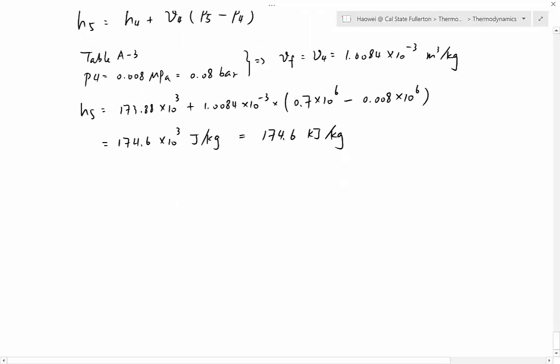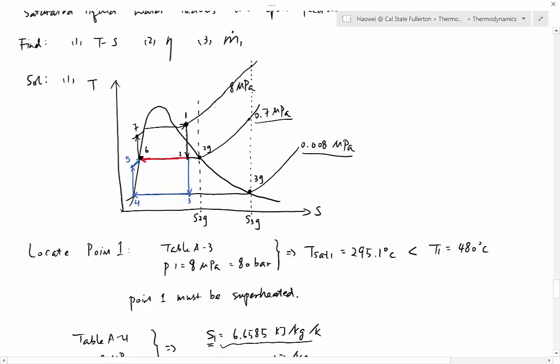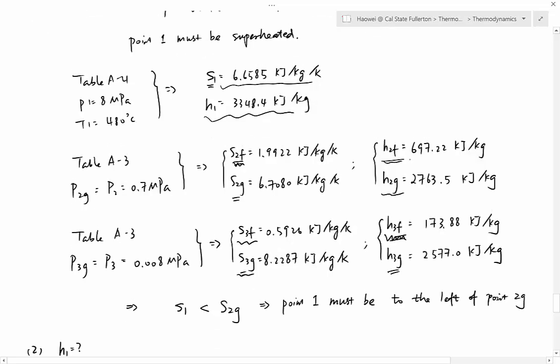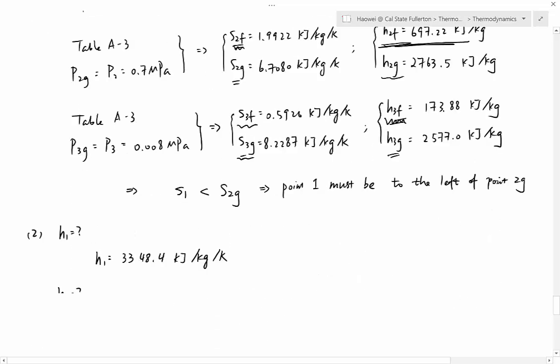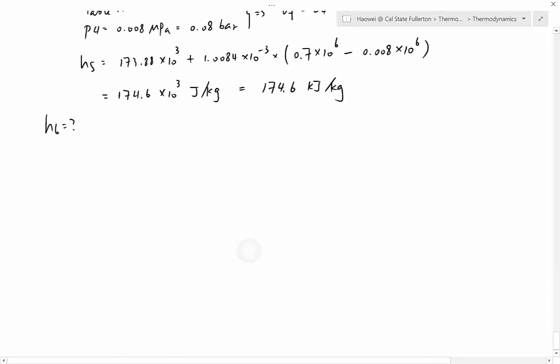And next one, H6. Let's take a look. Where is number 6? Number 6 is actually point F at which pressure? At 0.7 megapascal, which is P2. So H6 is essentially equal to H2F. And do we have H2F? Yes, right here. We do have H2F, and that is our H6. H6 is equal to H2F.